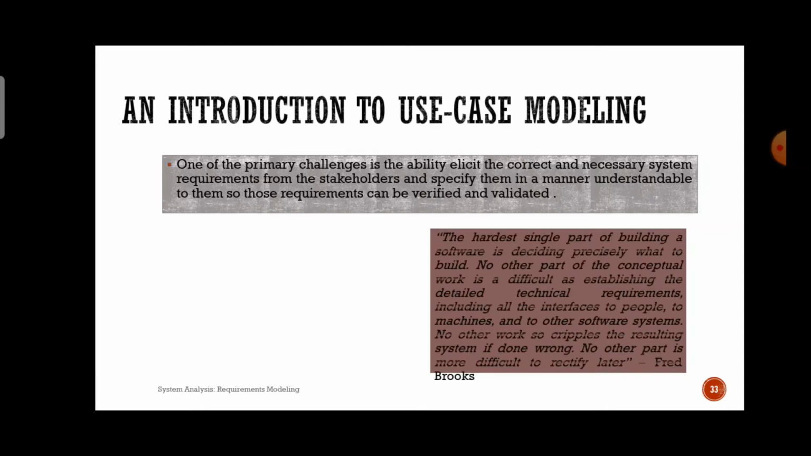So, according to Fred Brooks, the hardest single part of building software is deciding precisely what to build. No other part of the conceptual work is as difficult as establishing the detailed technical requirements, including all the interfaces to people, to machines, and to other software systems. No other work so cripples the resulting system if done wrong. No other part is more difficult to rectify later.